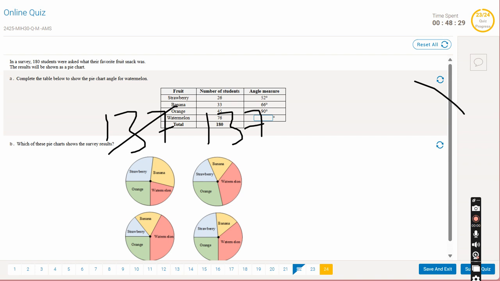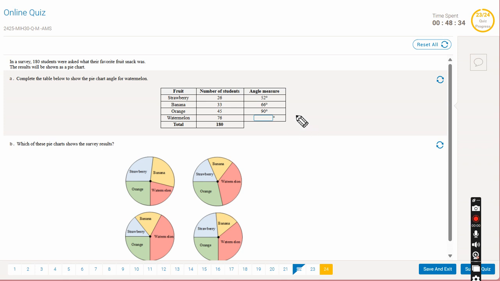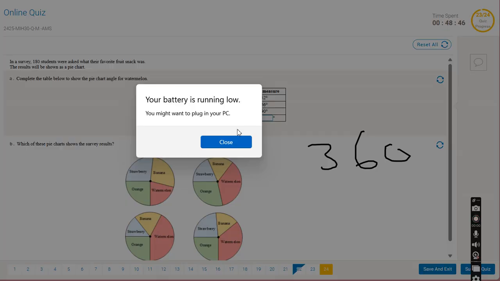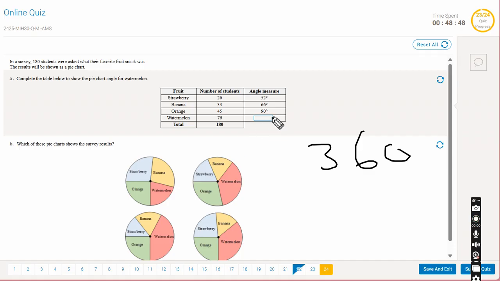The last question is your degree. Remember, whenever you have degrees of a circle, it's always 360. Now you have 52, 66, and 90. You can subtract that from your 360. So you can add all of them first. So how can we add them? We get 90 plus 66 plus 52. Okay, so 360 minus 90 minus 66 minus 52. You'll get 152 in this one.